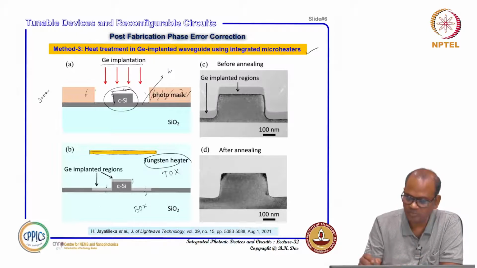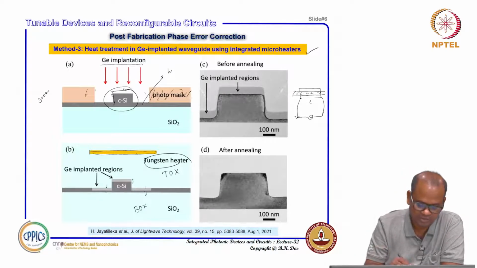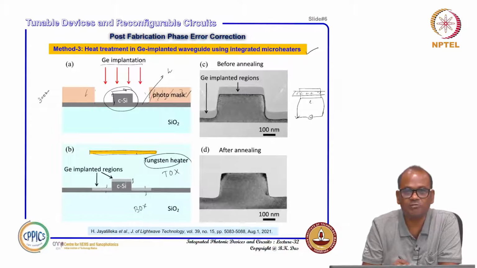Then what happens? Suppose this is your waveguide length. This is your waveguide top view, and on top of it you also have a tungsten micro heater of length L. If you just pass current through it, you give a bias, some voltage source here, then current will flow through this, it will be heated, and the temperature will go up.